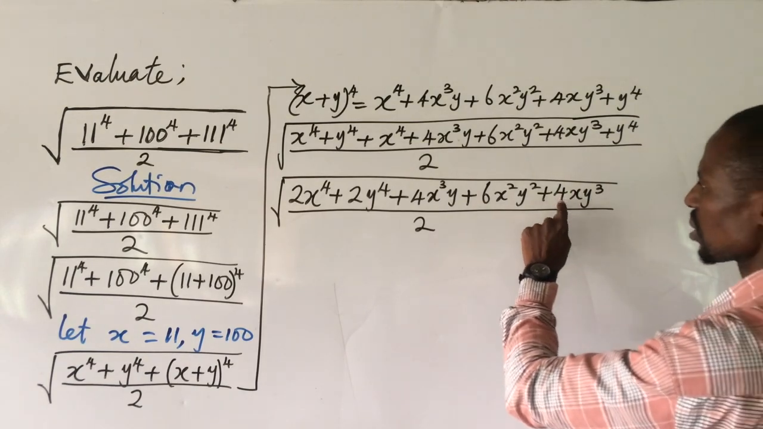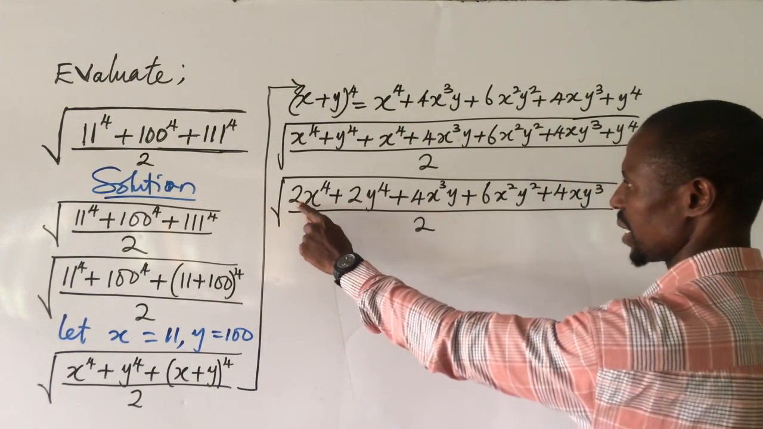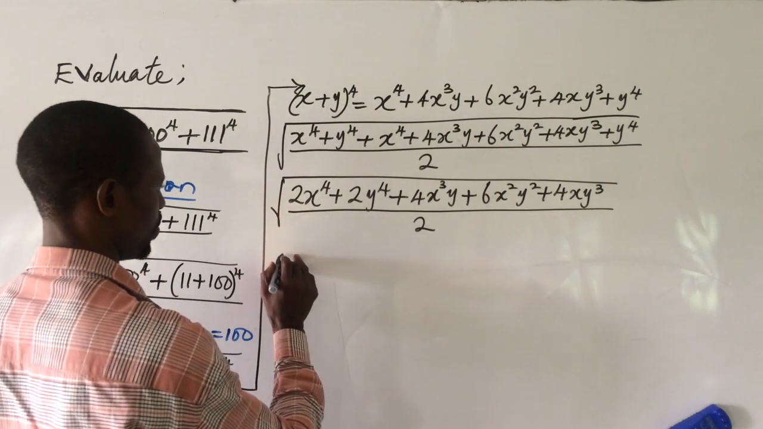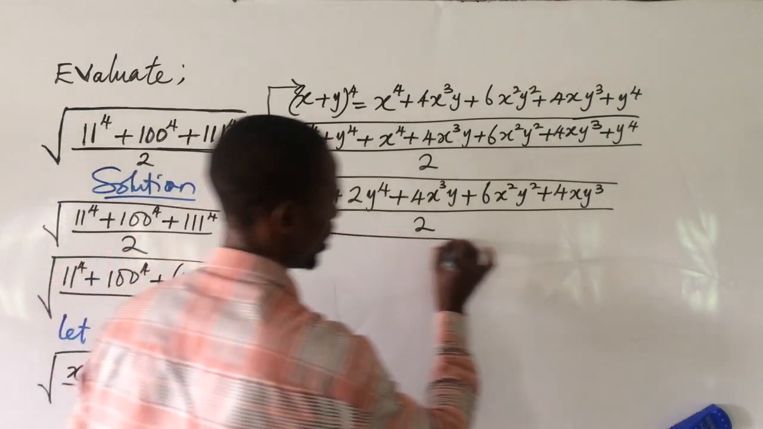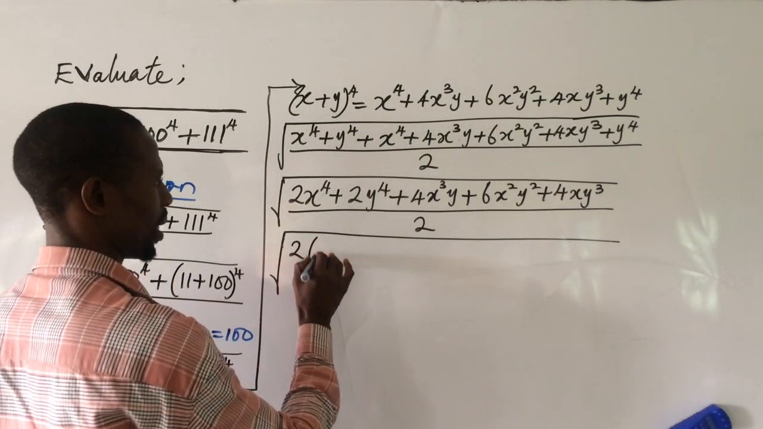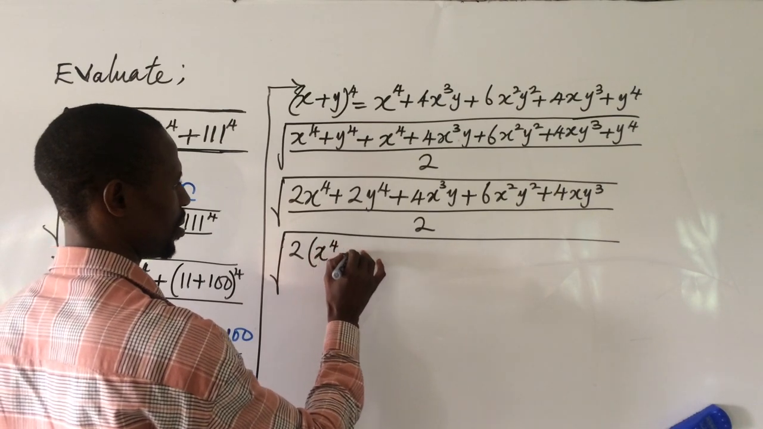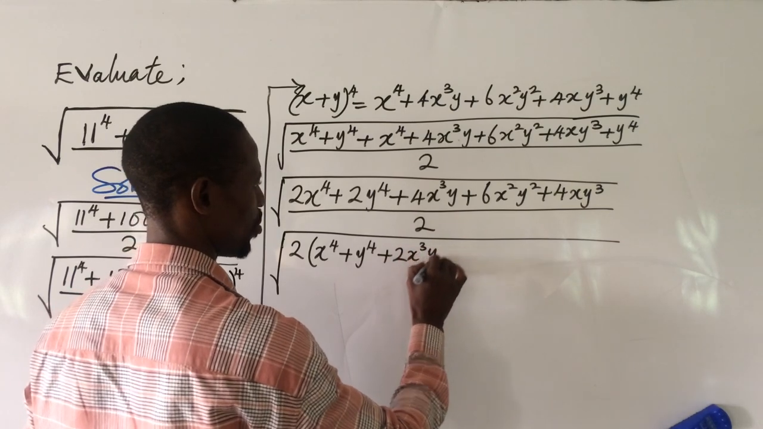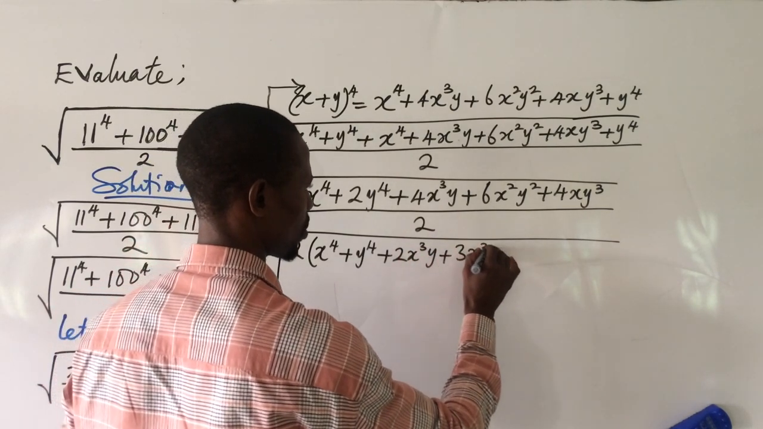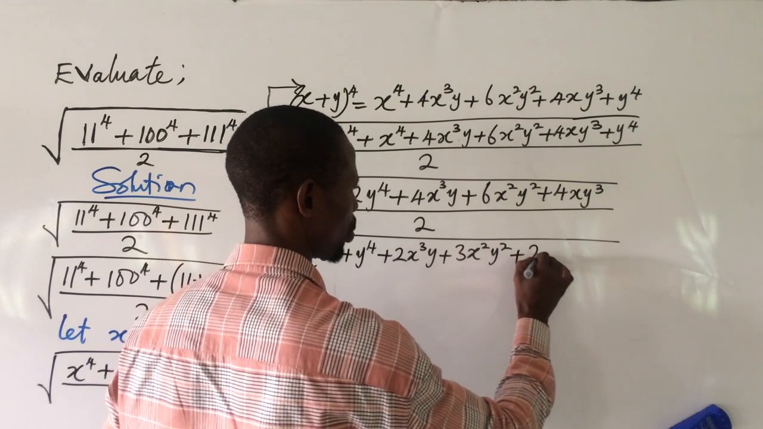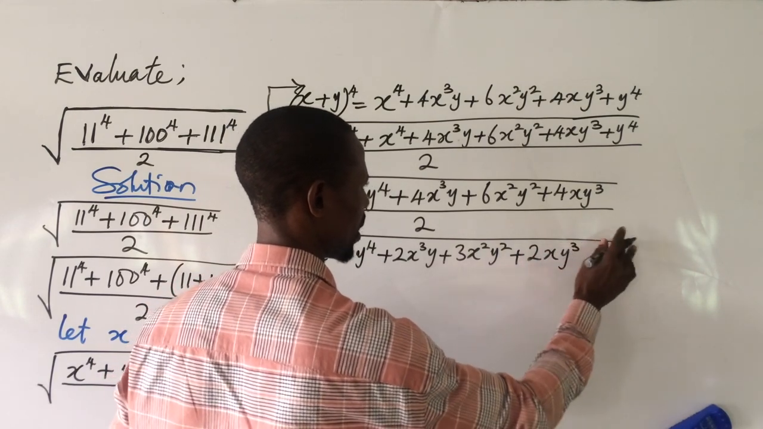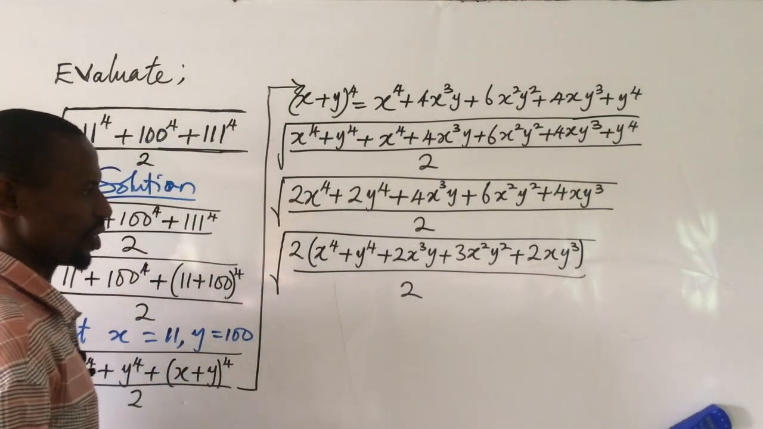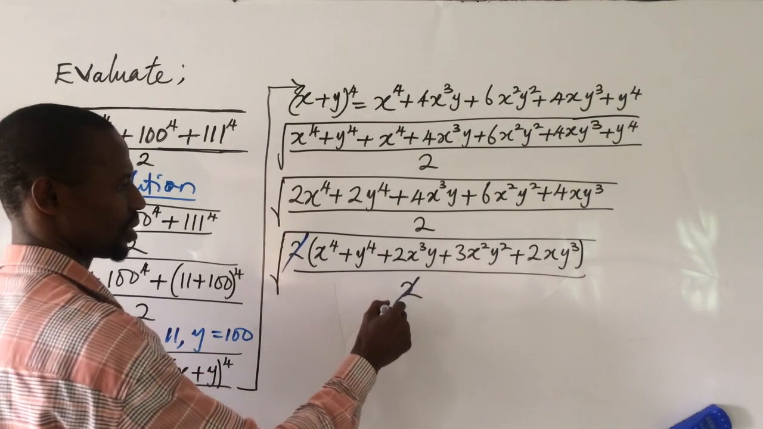You discover that 2 is common here, here, here, here, and here. And we have 2 at the denominator. So let's factor out 2 from this expression. If we do that, we're going to have 2 bracket. We are left here with x to the power of 4 plus y to the power of 4 plus 2x to the power of 3y plus 3x squared y squared plus 2xy to the power of 3, close bracket, everything all over 2. And so these 2s go with these 2s.